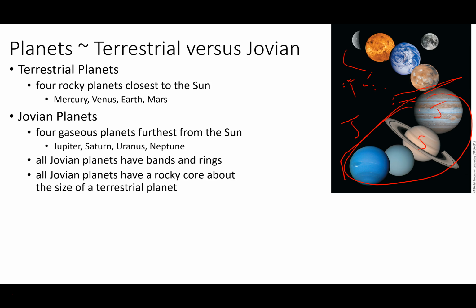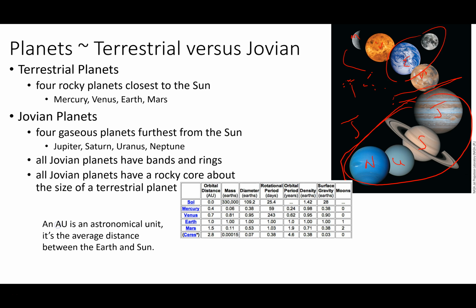I'll put a J here for Jupiter. This is Uranus. This is Neptune. Here we have M for Mercury, Venus, Earth, Mars, and this is Earth's moon. So I'll talk a little bit about each one of those.